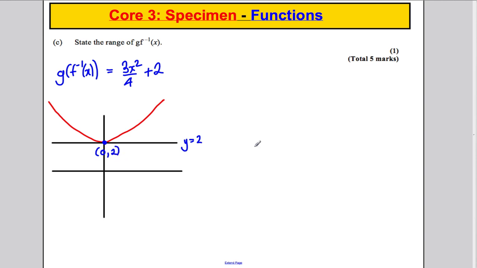That coordinate there is the coordinate x is 0, y is 2. So the range of this function is the y values it can take. What y values can this function take? Well, it can take any number bigger than or equal to 2. You can write y is bigger than or equal to 2. Probably a neater way of writing it is stating the output of your function, g of f to the minus 1 of x, is always bigger than or equal to 2. And you're done. And that's all your 5 marks. Next question, pause, have a go.